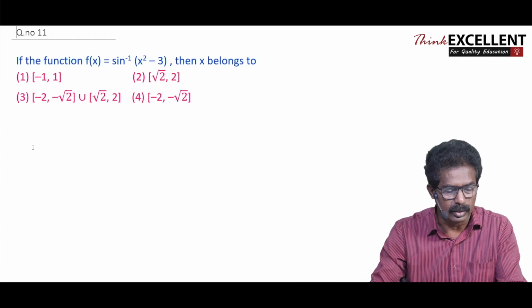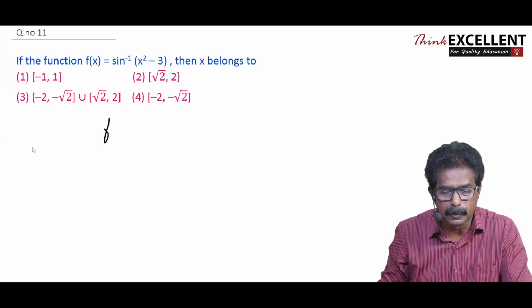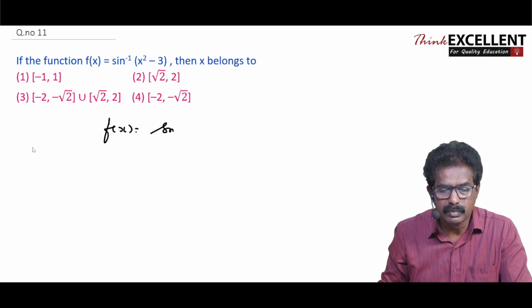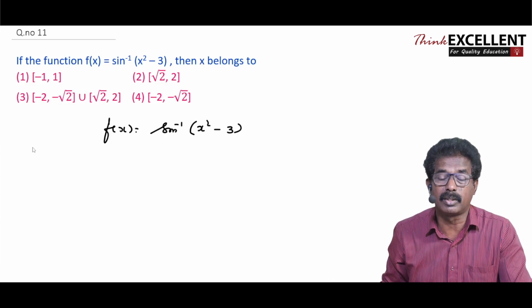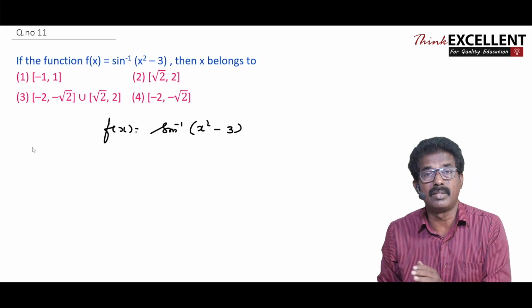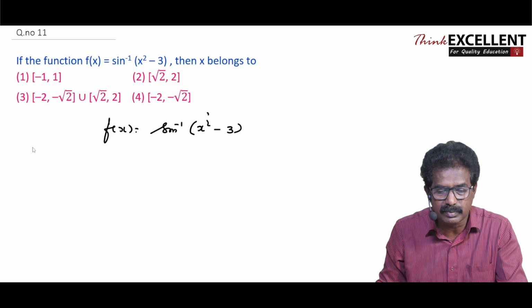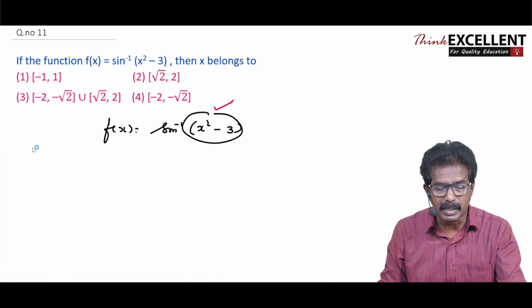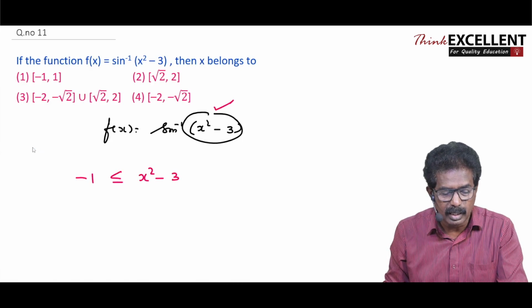Okay, listen to this question. If the function f of x equals sine inverse of x square minus 3, then x belongs to what? This is of the type sine inverse x. You know the domain of sine inverse x is minus 1 to plus 1. So instead of x we have this, and it lies between minus 1 and plus 1. So you can write minus 1 less than or equal to x square minus 3 less than or equal to 1.